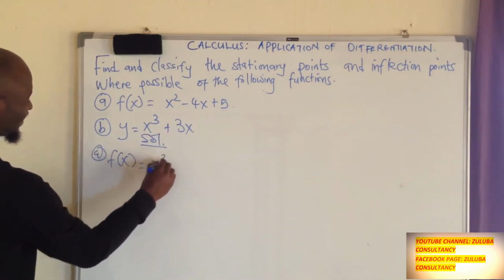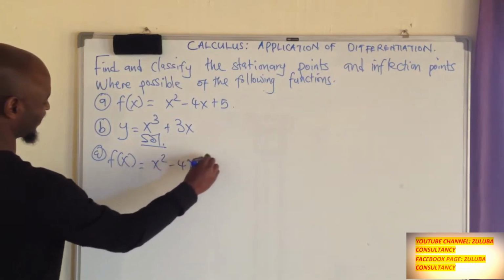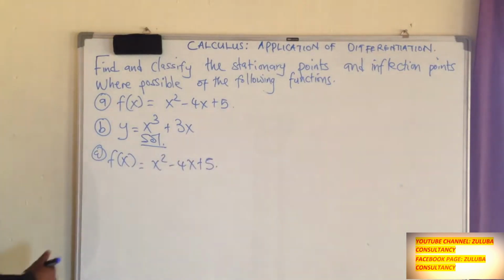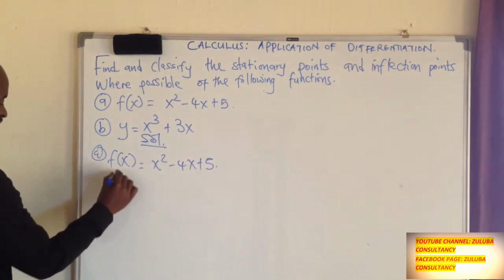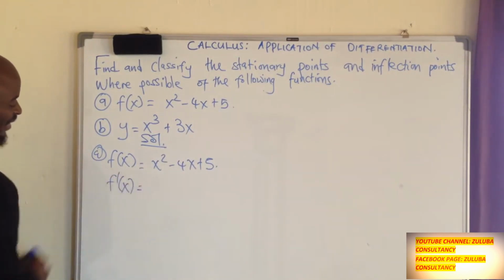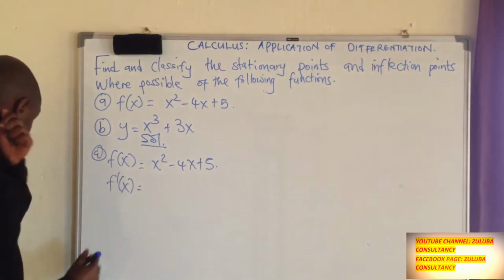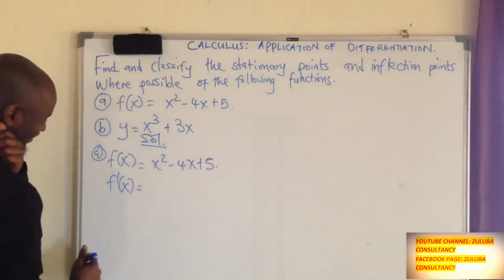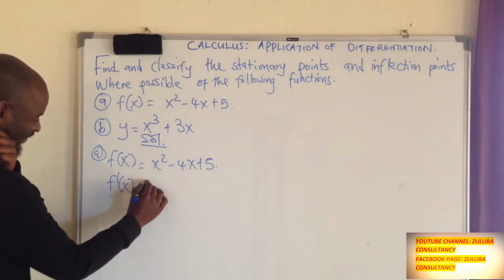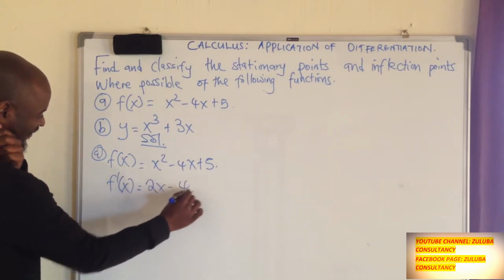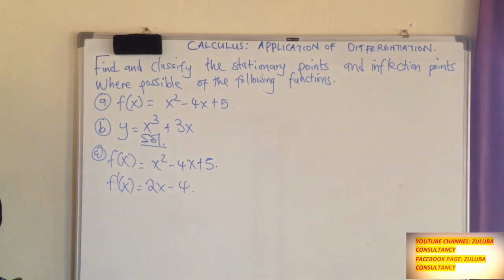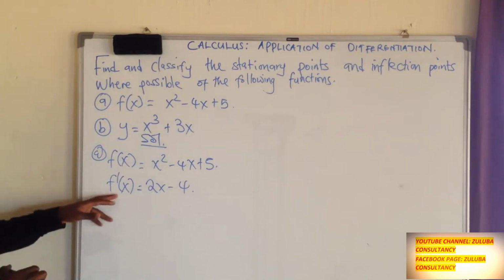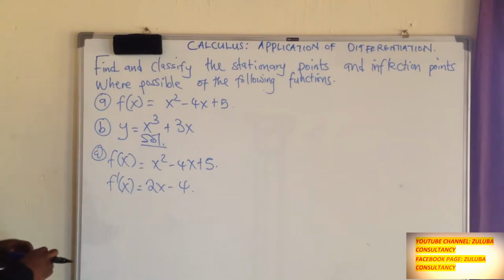In our first question, which is a, we have a function f of x equal to x squared minus 4x plus 5. The first thing we have to do here is find the gradient function, f prime of x, by differentiating using the sum rule. So we have this for the gradient function. At the critical points or stationary points, the gradient function is equal to 0. So we equate this to 0.